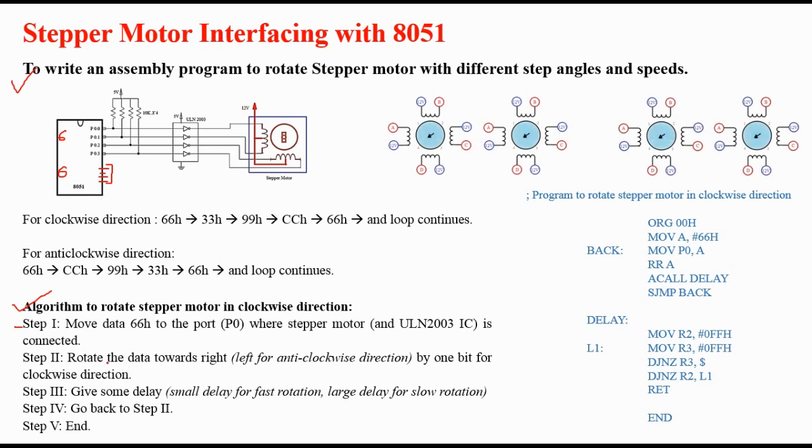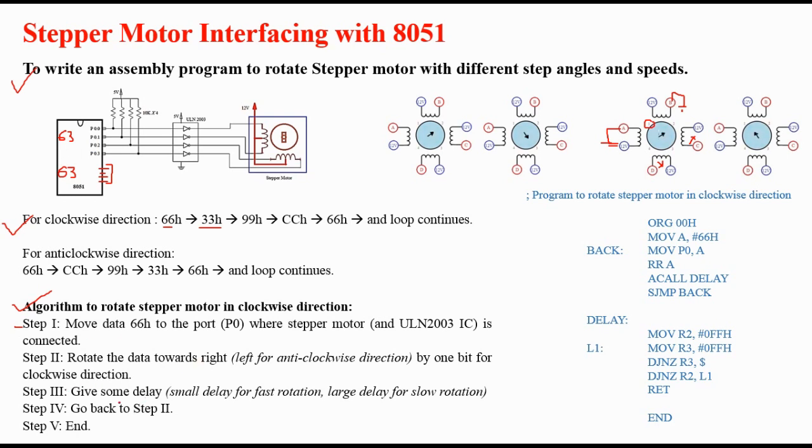After that, rotate the data towards right by 1 bit for clockwise direction. So for clockwise direction, if we rotate the data towards right, it will become 33 in this way. Due to this, coil A and coil B will get energized, and those two coils will remain off. So during this time, the shaft will come at this position, meaning position number 1.